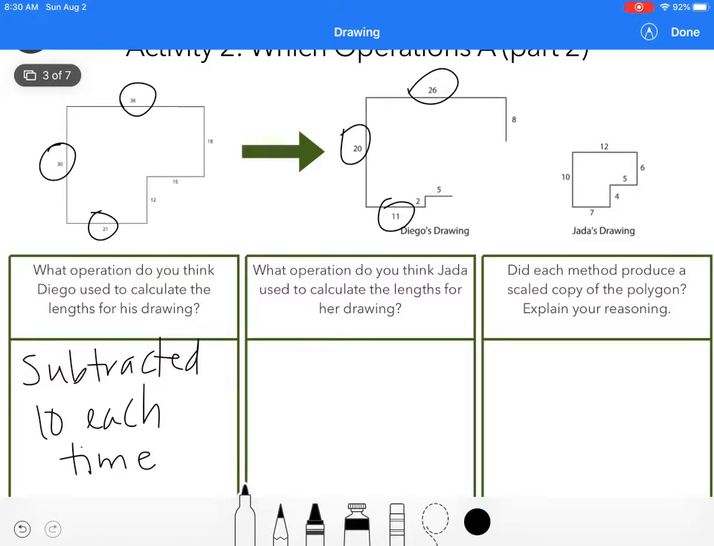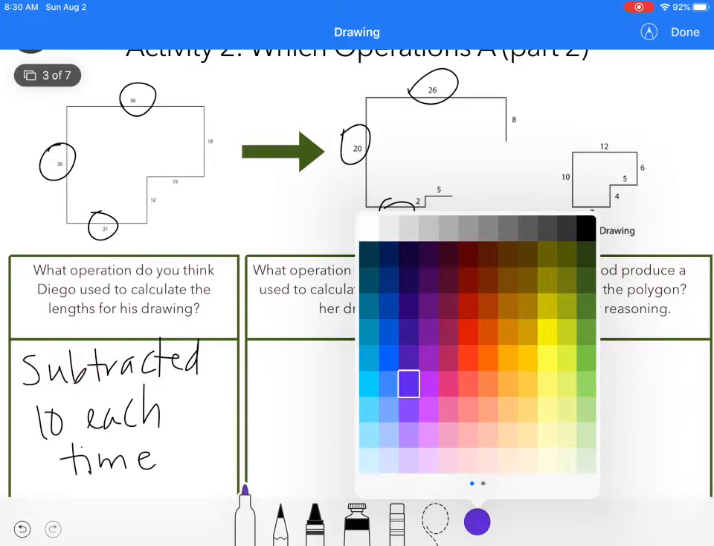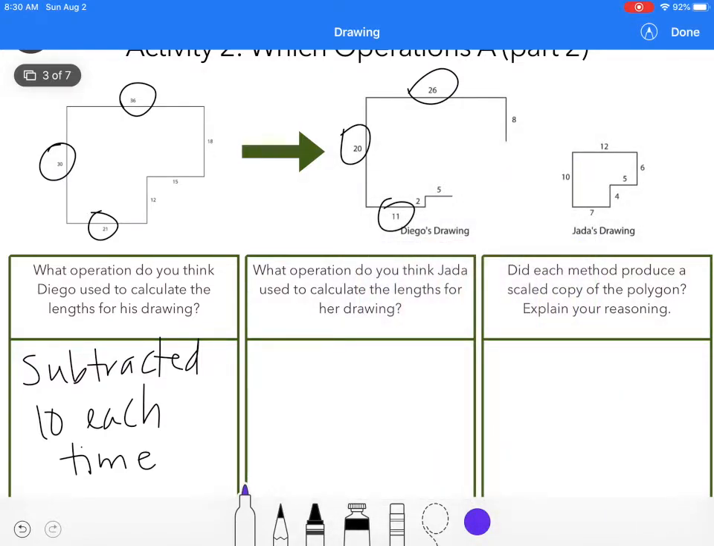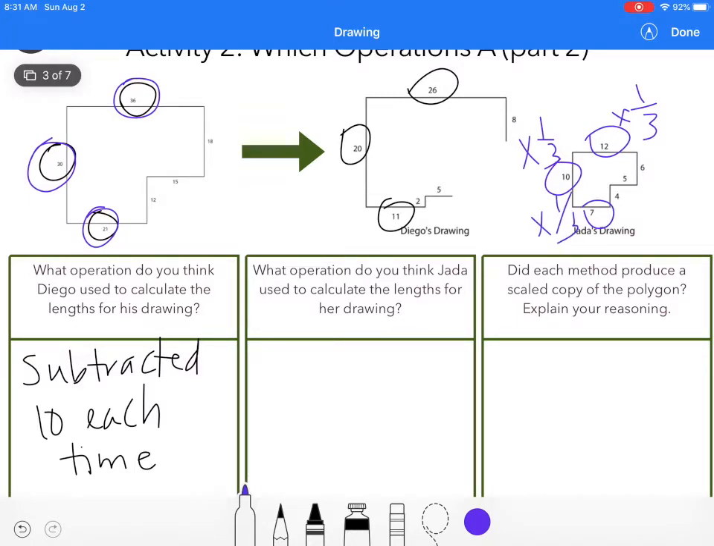So now I'm going to switch colors and I'm going to look at Jada's. So I'm looking at that same 36. So if I had my calculator, or if I'm thinking about division, this is multiplied by 1/3. 30 to 10, again, multiplied by 1/3. 21 to 7, they multiplied by 1/3. So what operation do you think Jada used? I think she multiplied by 1/3.